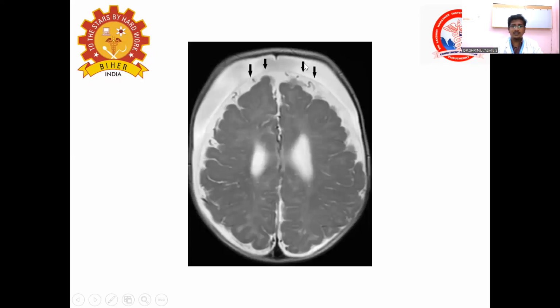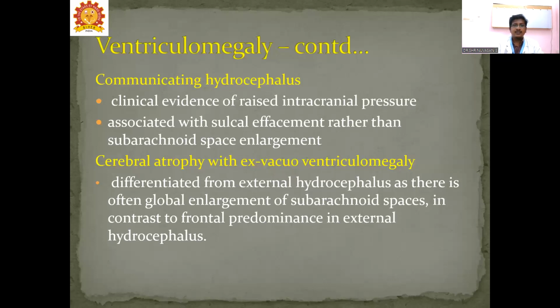You can see the subdural collection here, where it is compressing the whole brain and compressing the veins also. The veins apparently look smaller in size. This is called the negative cortical vein sign, which is seen in subdural collection.